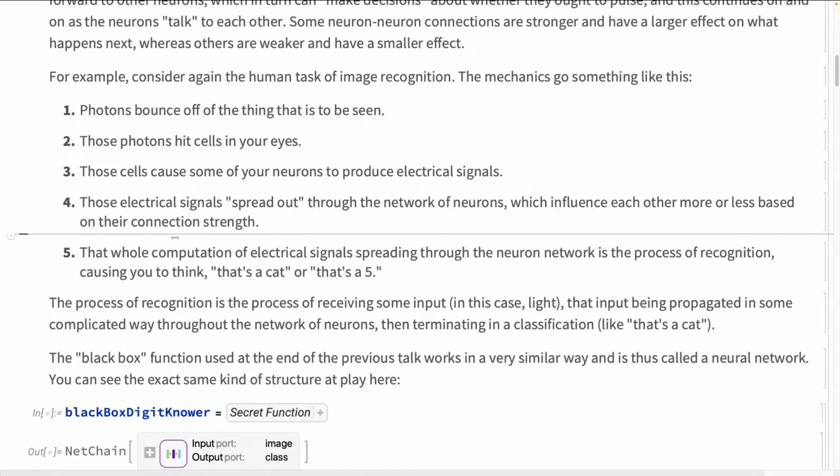Then once this whole computation of electrical signals has spread throughout the whole neural network, so to speak, this is what causes you to think, oh, that's a cat or that's a 5. So you have some input. That input causes a response. That response spreads out through some network of little nodes that can talk to each other. And then the final result is that you get, so to speak, an output of thinking that's a cat or that's a 5, just the implicit recognition of the thing that you're seeing.